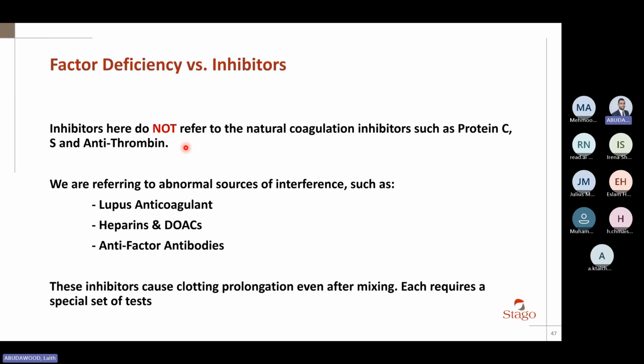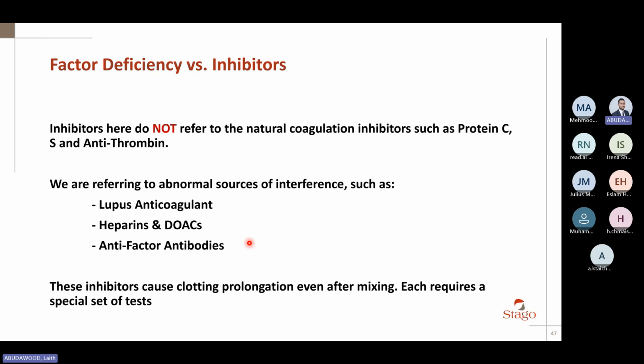When we say inhibitors in the mixing studies, we are referring to some things which do not normally exist in your body. Lupus does not normally exist. It's a pathological state. Heparin is given as an injection. It's not a normal thing that exists. Antifactor antibodies are not something that normally exists. Okay, so when we say inhibitors, we are not referring to protein C, S, and antithrombin or cases of APCR. All right, we are referring to these guys: lupus, anticoagulants, antifactor antibodies, CRPs, some types of medications, etc.